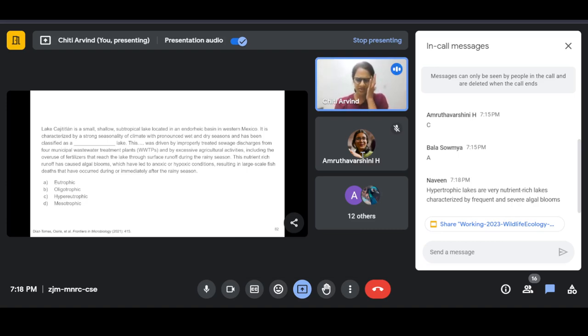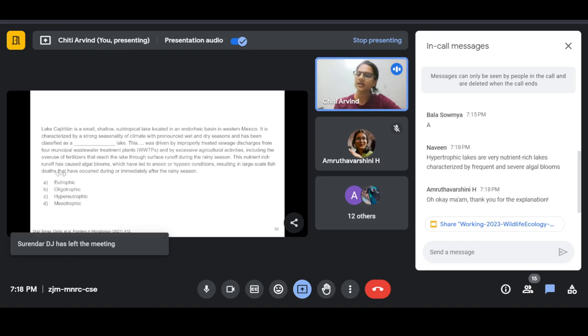So in this condition that is described in this lake out here in Mexico, hypereutrophic is the correct answer, but I think the giveaway is your hypoxic conditions leading to dead zones beneath the surface of the lake. So yeah, that is a characteristic of a hypereutrophic lake.